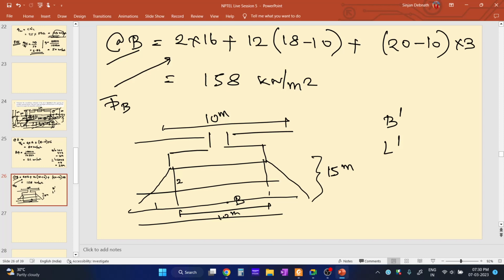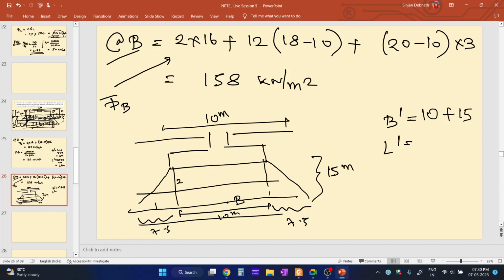So now if this one is 15 meter, this one will be how much? 7.5. This one will also be 7.5. So what is the new effective breadth? It is 10 plus 7.5 plus 7.5, that means 10 plus 15. Please let me know if you have any doubt in this concept.